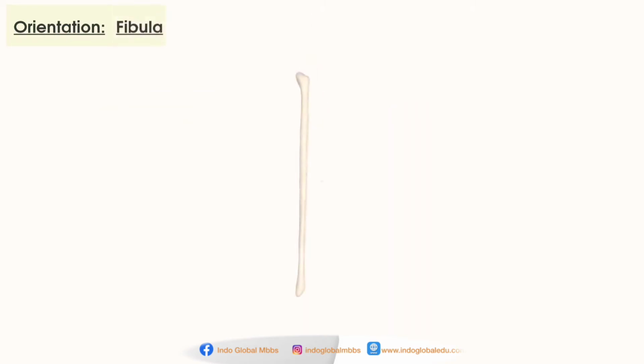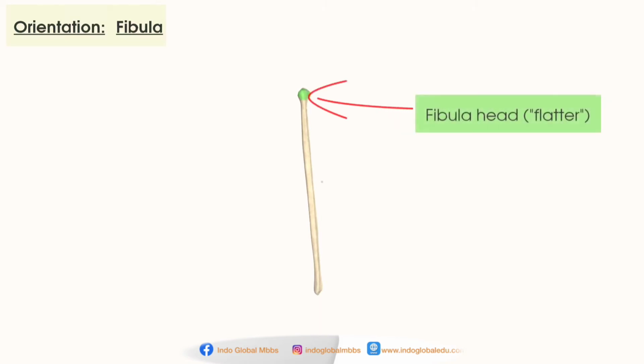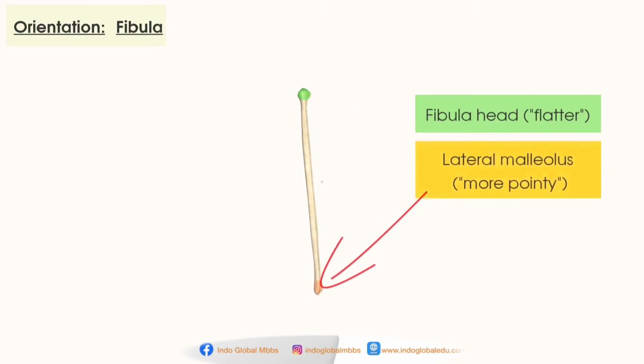The fibula is much harder to orientate yourself to, and the only real way to properly do this is to get the bone itself and feel both ends, or tap both ends. One end will feel flatter, and that's the head, and one end will feel much more pointy, and that's the lateral malleolus. Once you've found the lateral malleolus, then you know that's the distal part of the fibula, and then you've got to find which way around it is.